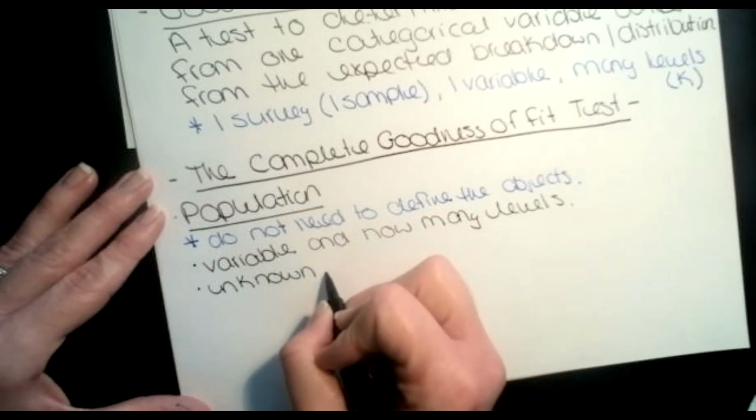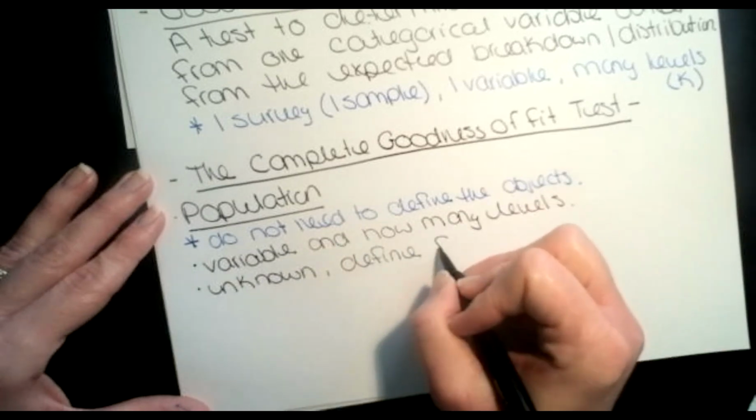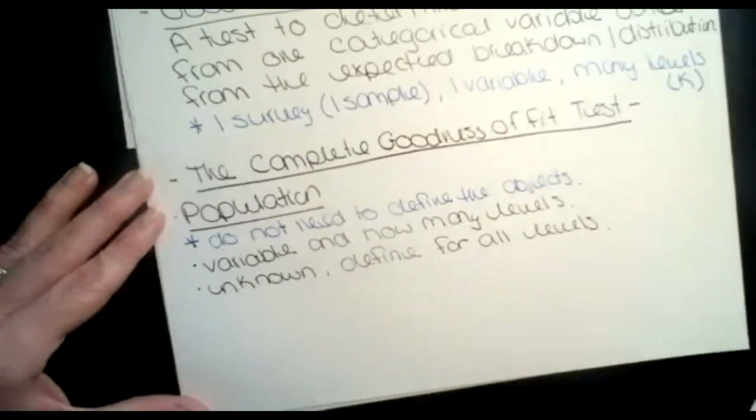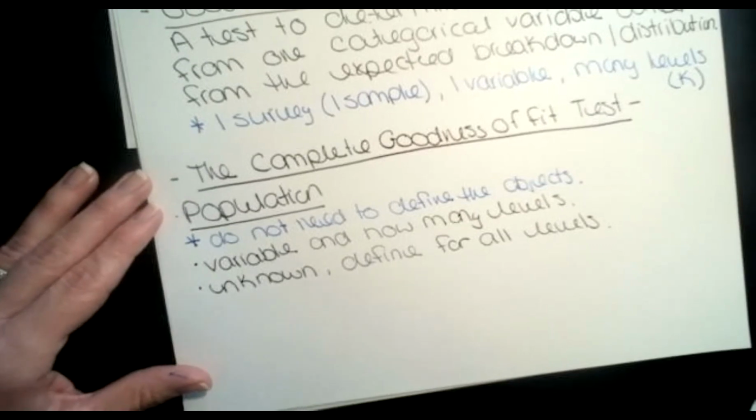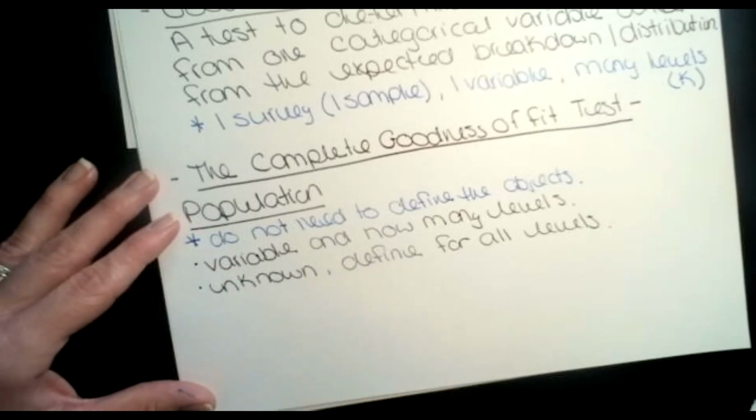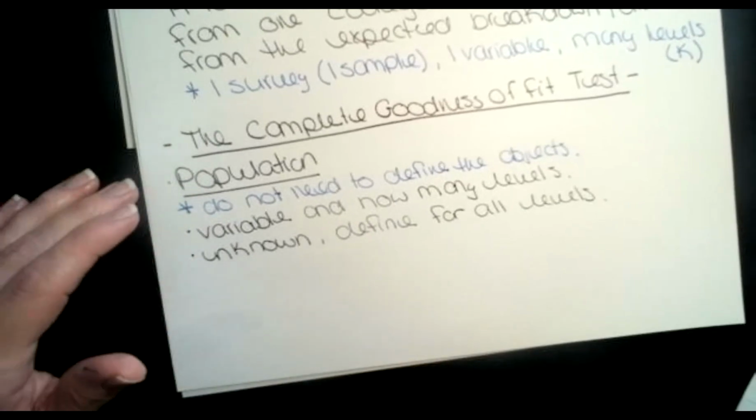So I need to define the unknown for all levels. Now, this is going to be kind of similar to what we did before for last class, where we had P1 equals the population proportion, and it was for the one population, and then P2 is the same thing, but for the second one. It's kind of similar to that, and you can copy and paste. And of course, we'll look at that when we take a look at the example to narrow that down a little bit more to make that clear.